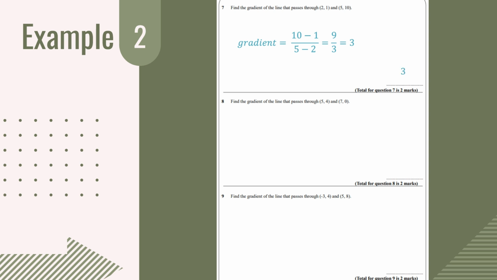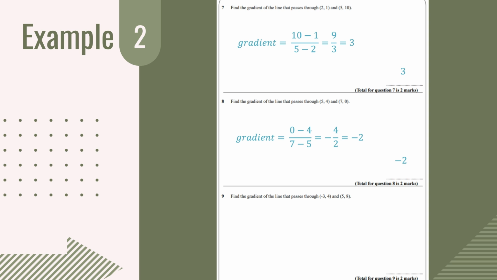In our second question, we have to find the gradient of the line that passes through (5, 4) and (7, 0). So we write 0 minus 4 divided by 7 minus 5. This gets us to negative 4 over 2, which is the same as writing minus 2. So our final answer for that is minus 2.